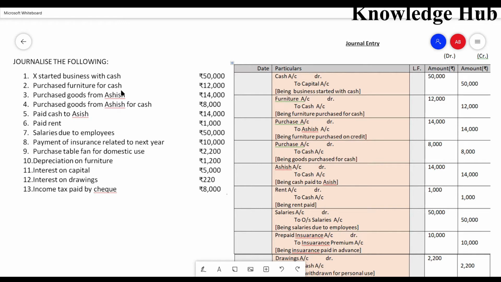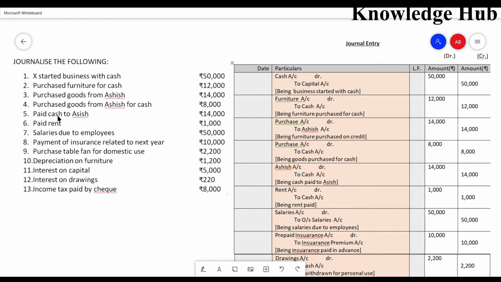Purchased furniture for cash rupees 12,000. The two accounts that are being affected are cash and furniture. Both are real accounts. So for real accounts, what comes in is debited. Purchasing furniture brings furniture into the business. So furniture comes in, so furniture account is debited, and I'm paying out cash. So cash is going out. So I've written "To" cash account. That means cash account is being credited. Amount is 12,000, 12,000. The narration is being furniture purchased for cash.